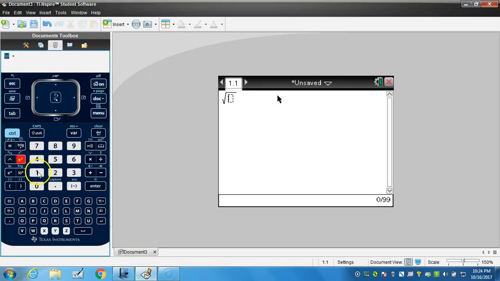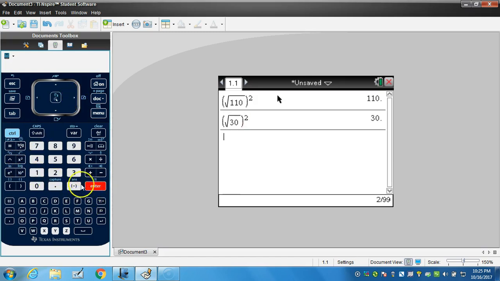The square root of 110, and then you put the squared. That's 110. Parentheses, the square root of 30, get out of the parentheses, squared. It's 30, right? Either way, as long as you know how to do it by hand or the calculator will be your best friend on this activity, by the way.